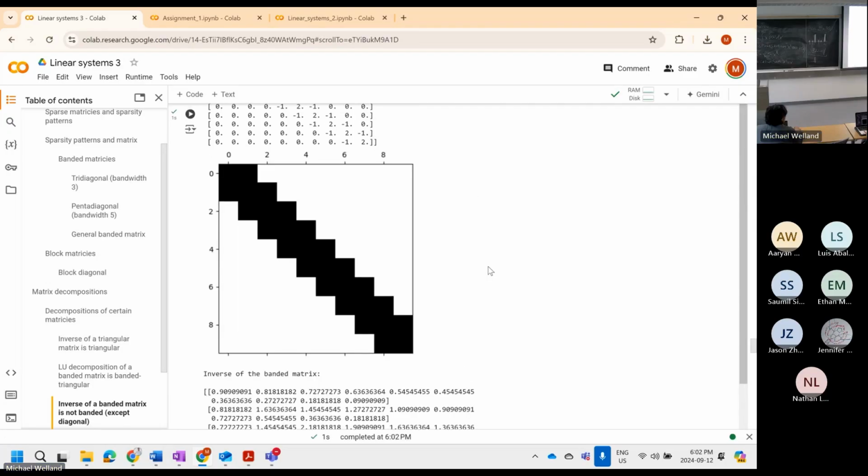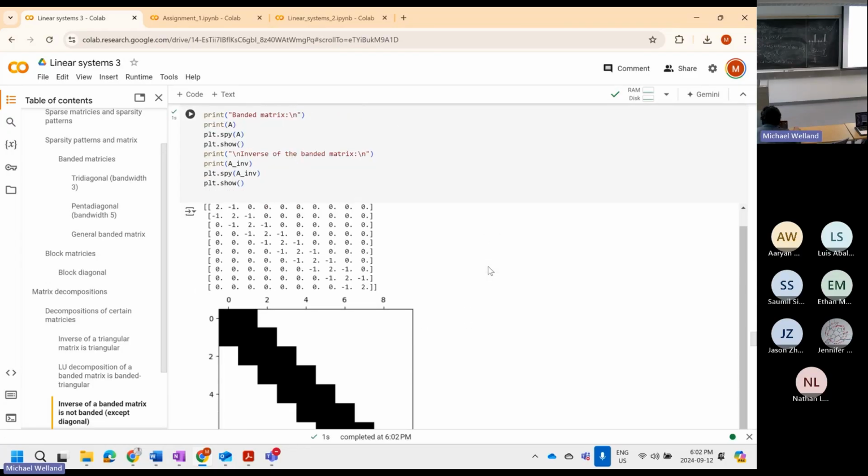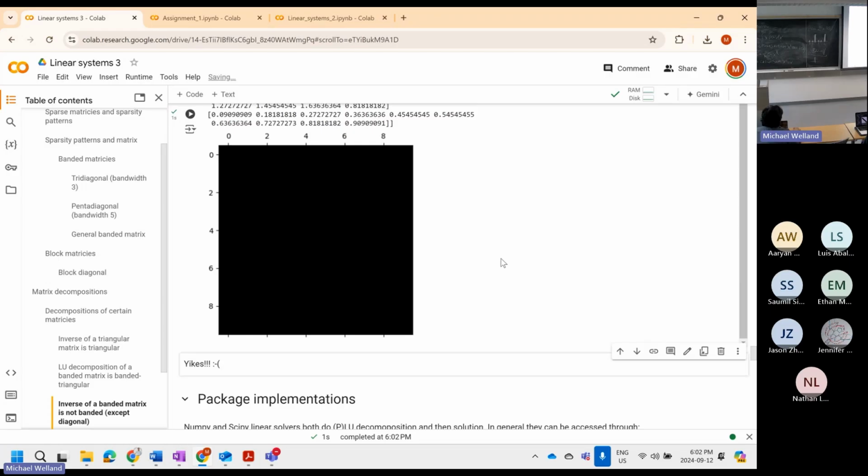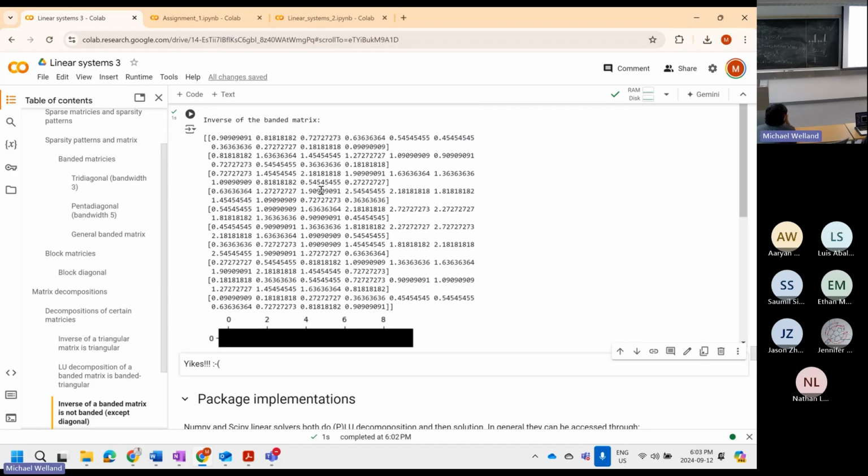There we go. Okay, this is my tri-diagonal. It's the simplest of the bands. That's not just the diagonal. Guess what happens when we invert it? Black screen of death. The inverse of the simplest one is completely filled. If you look at the inverse, you see that it's non-zero everywhere. This is why we don't store A inverse.